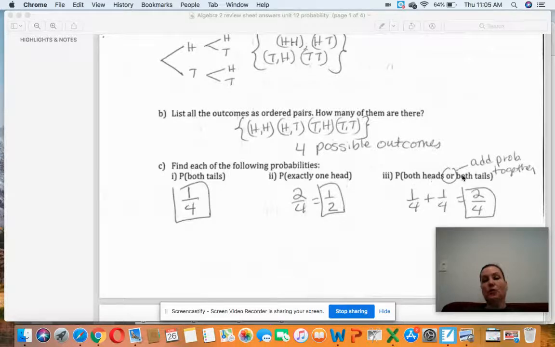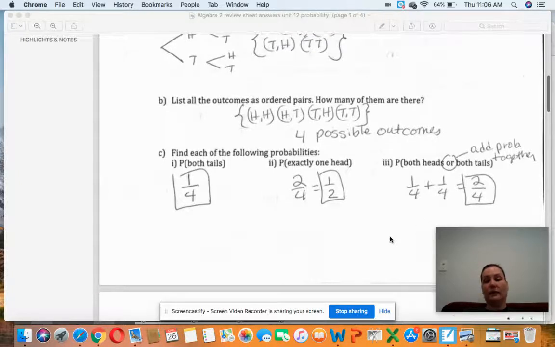Probability both heads or both tails. Remember, in "or," I'm adding those probabilities together. There's only one time that they're both heads, 1 out of 4, and there's one time right here that they're both tails, 1 out of 4. 1 out of 4 plus 1 out of 4 is 2 out of 4. Okay, and I can reduce that or not reduce that. Either way is fine.